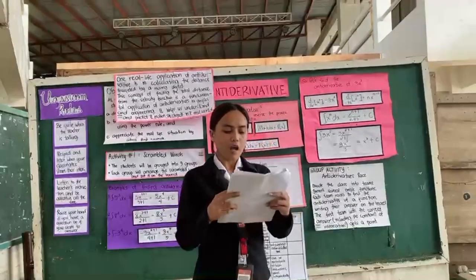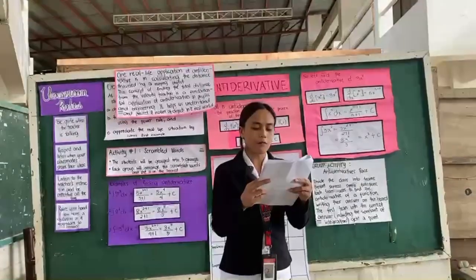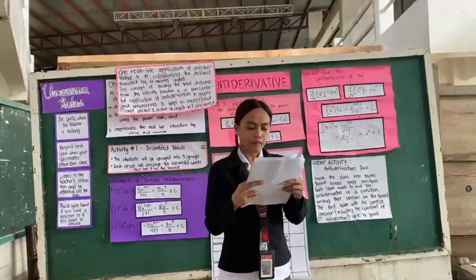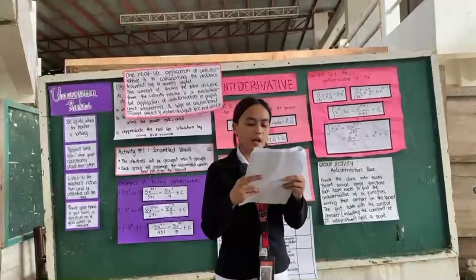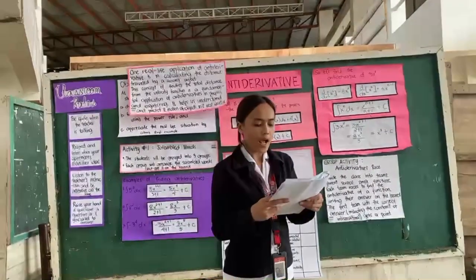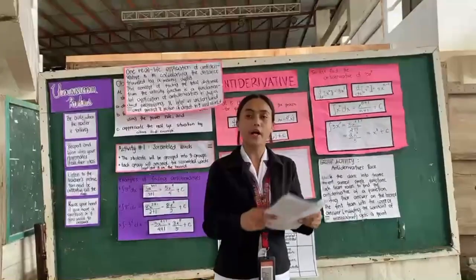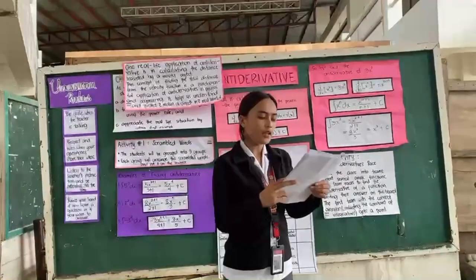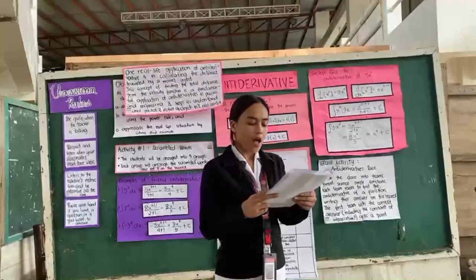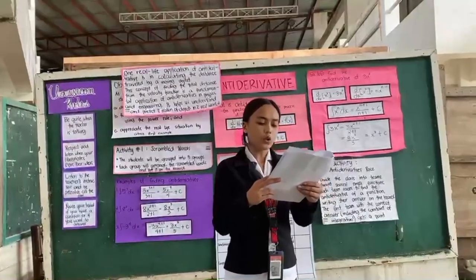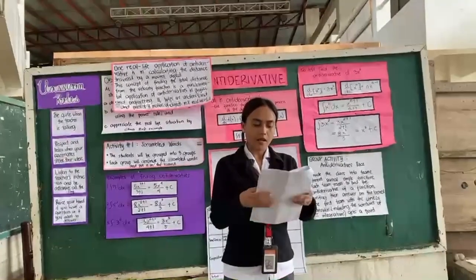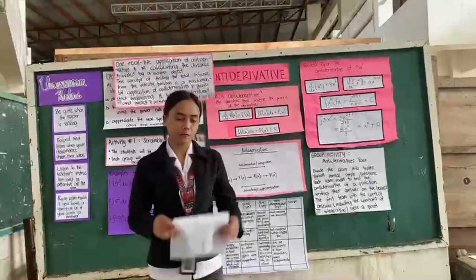Number 5. What is the integral of 8x raised to the power of 3? A. 8 over 4 x raised to the power of 4 plus c, B. 8x raised to the power of 4 plus c, C. 24x raised to the power of 2 plus c, and D. 2x raised to the power of 4 plus c. And pass your paper forward.